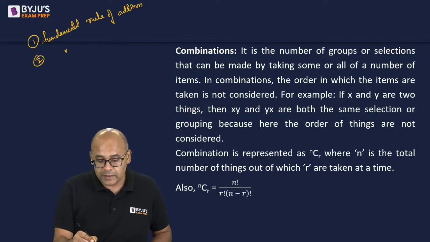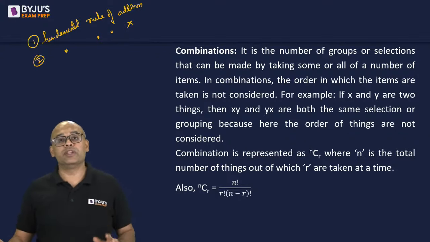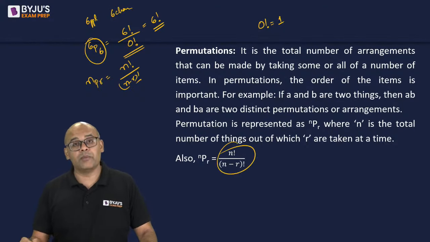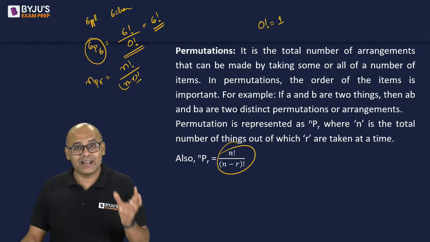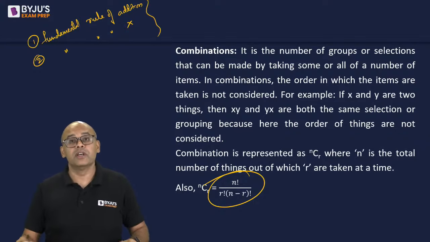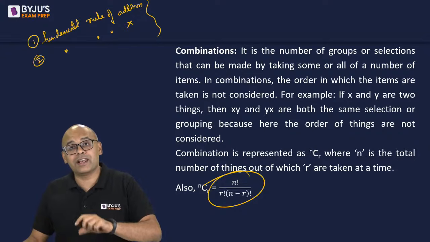And second, the fundamental rule of multiplication. I'll explain what these two rules are. In fact, these formulae that we got have to be derived. They don't just drop out of thin air, they are derived. So these fundamental rules are the basis on which you will create these formulae.